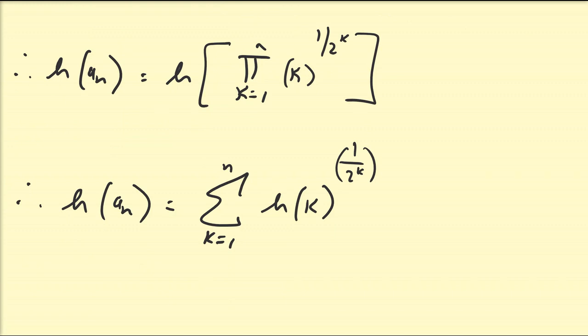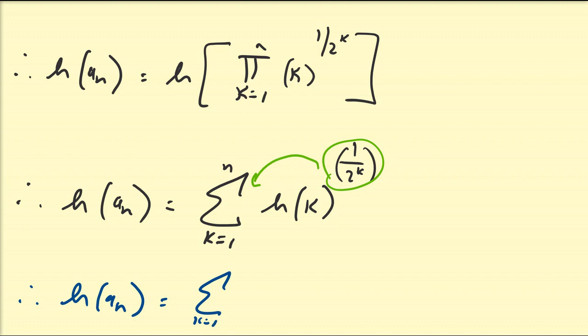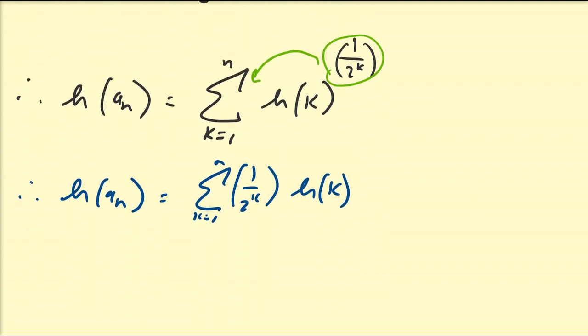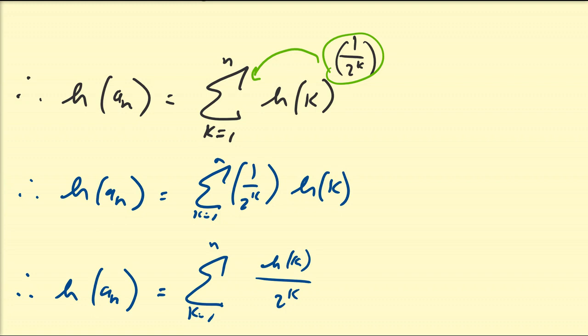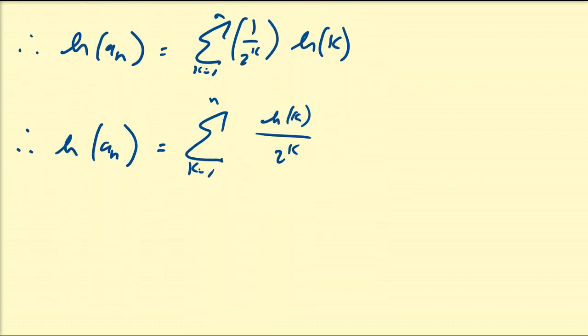Keep in mind, this is an exponent of the argument of the logarithm, so it can be brought down. So we have that the natural log of a_n is just equal to the sum from k equals 1 to n of 1 over 2^k times the natural log of k. Or moreover, the natural log of a_n is equal to the sum from k equals 1 to n of the natural log of k all over 2^k. And this is something we can work with.